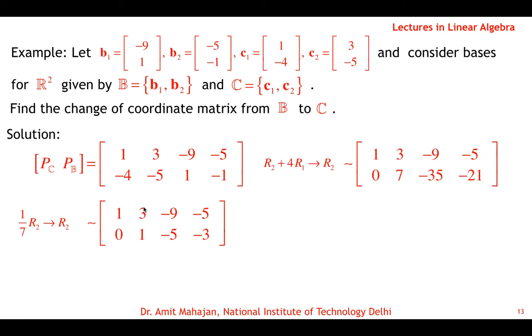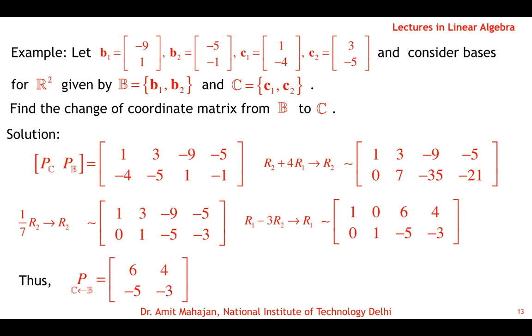Then we have to make this 2 by 2 block the identity. So row 1 minus 3 times row 2, with the impact on row 1. Clearly this becomes the identity, and on this side we immediately get the change of coordinate matrix from B to C. So P_BC, the change of coordinate matrix from B to C, is 6 4 minus 5 minus 3.